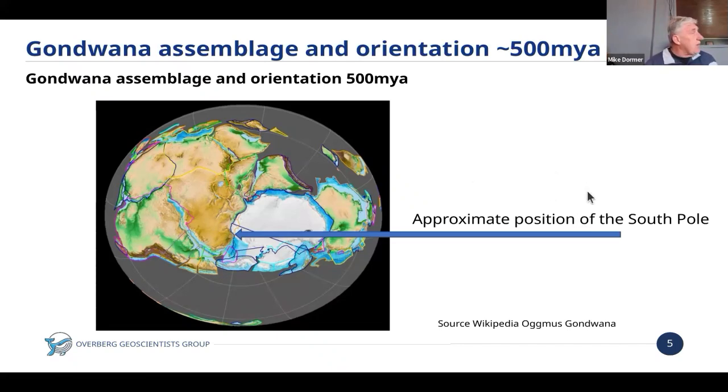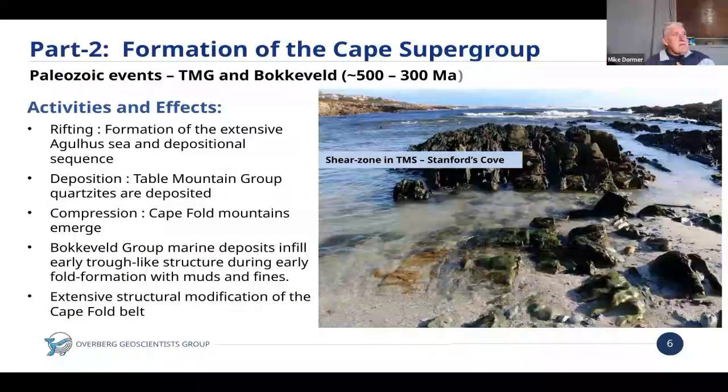Moving on from there, those plates have now moved together. They've created their mountains. They've created all sorts of funny things. And we get to the second part of this quick discussion around about how the fold belt got there. We talk about it in 4 different sequences. We talk about rifting. We talk about a deposition environment. We talk about compression and then the structural modification of the Cape Fold Belt.